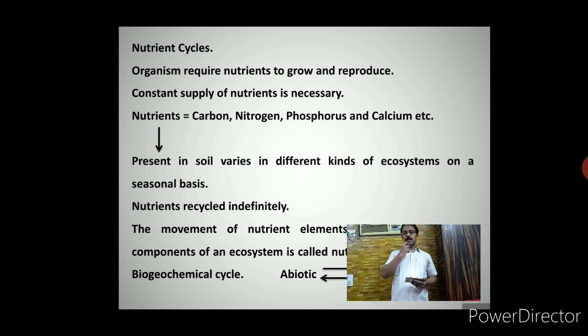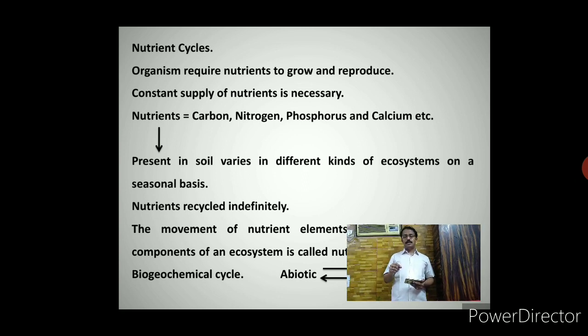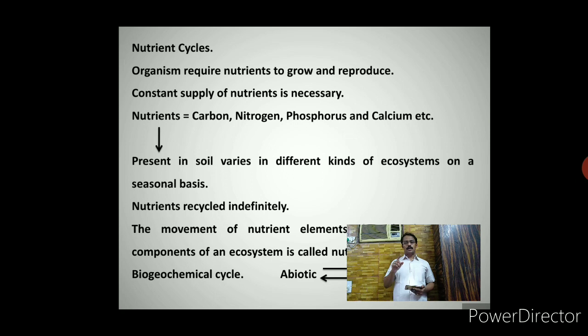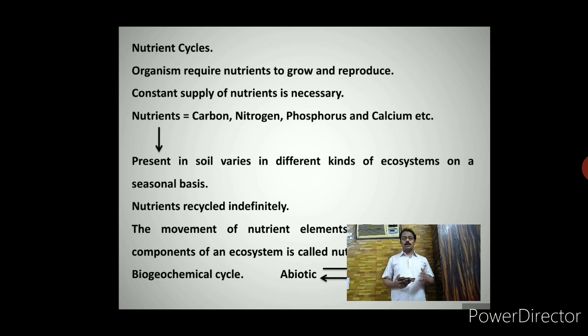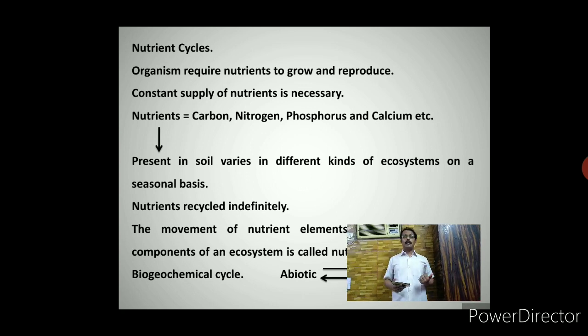Now if you see the definition of nutrient cycling, the movement of the elements through various components of the ecosystem is called nutrient cycling. Nutrient cycling is also designated by another name, which is called a biogeochemical cycle. Basically, nutrients are being cycled from the abiotic component to the biotic component and back from the biotic component to the abiotic component once again.